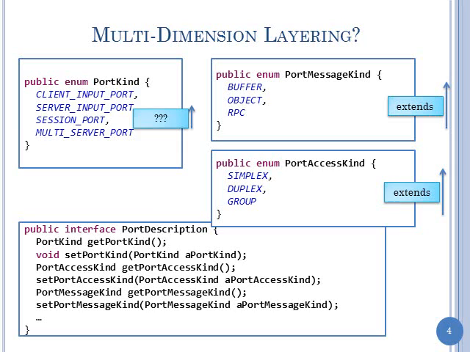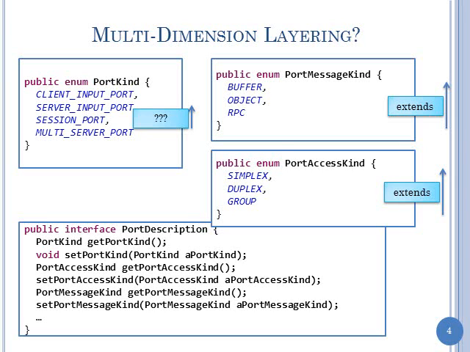And who knows what's going on here? Client, server, session, multi-server. The reason is that you can't order client and server. You can also make the argument that each enumeration also represents a certain layer too. That's multidimensional. So when it comes to interfaces, I've got this multidimensional layering.